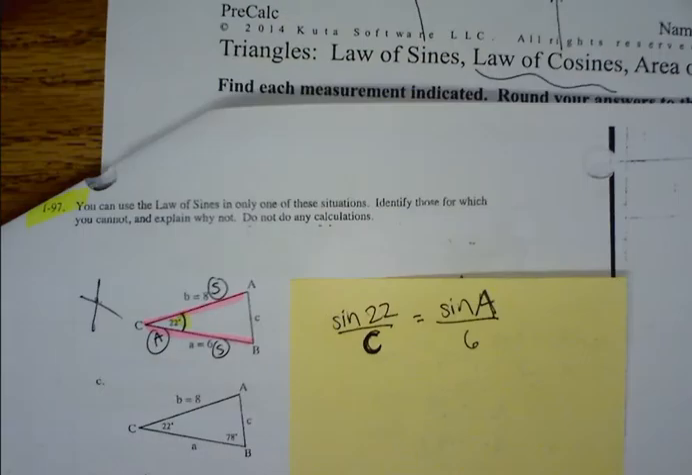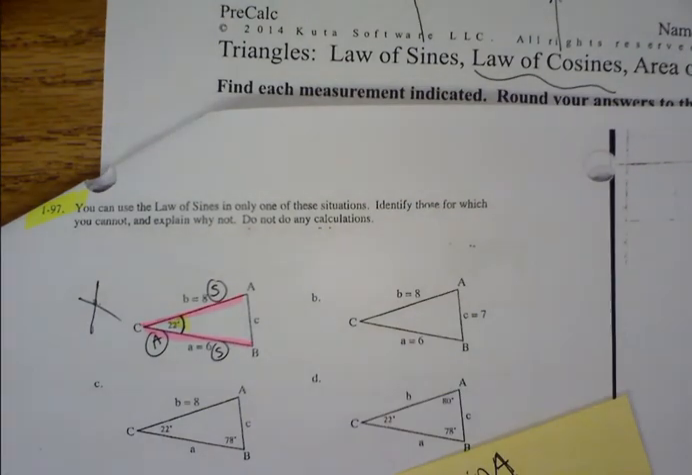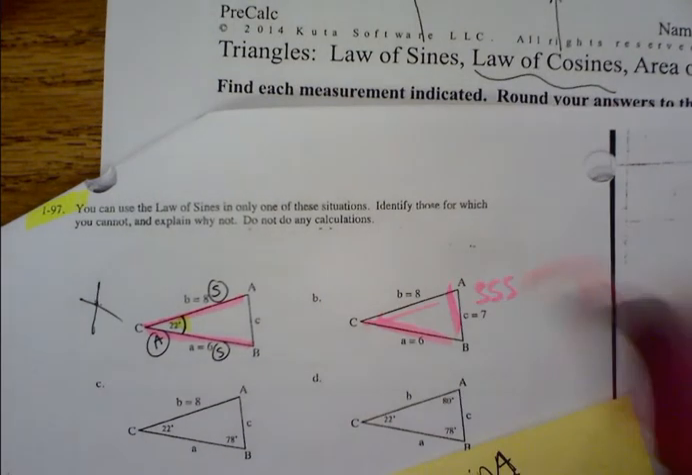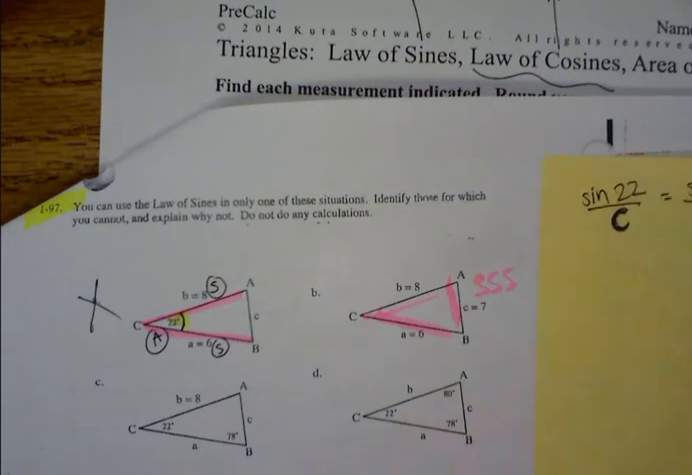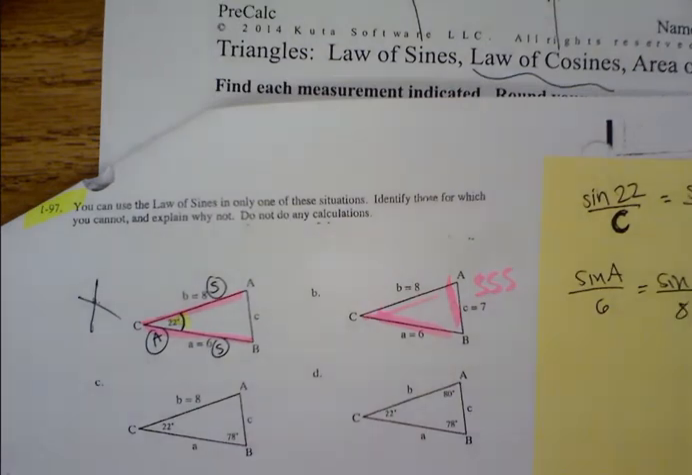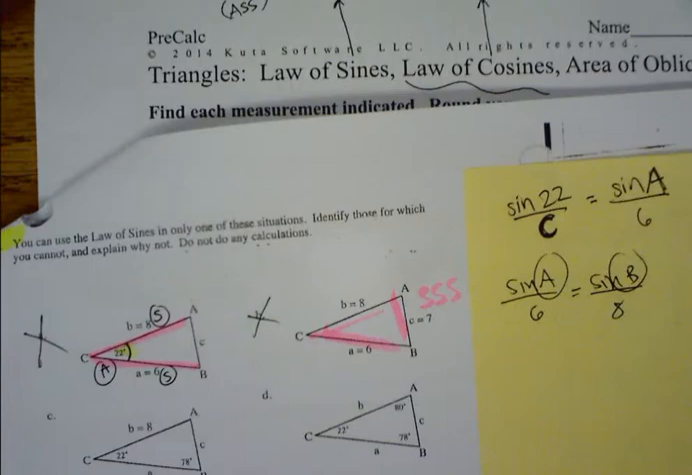What about this one? What do I have here? I have sides, no angles. Can I use it for SSS? No, because if I were to try, I would have sine of A over 6 equals sine of B over 8. Well, I don't know what A is or B is, so that one doesn't work.